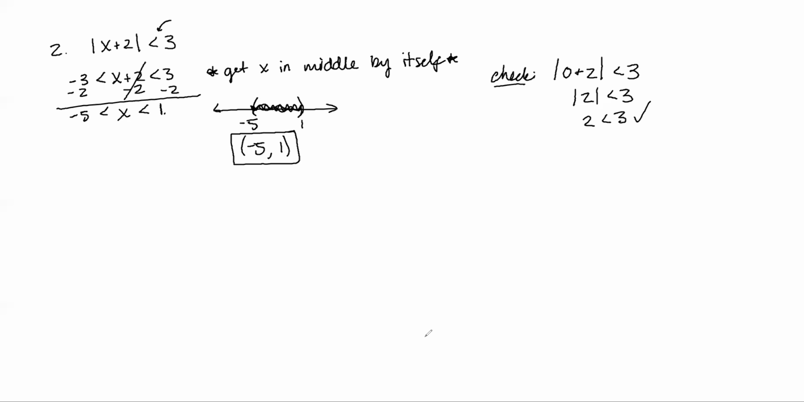Okay, let's go ahead and look at some more. Let's see if I have another less than. Yeah, let's go ahead and do the absolute value of 3x plus 2, plus 4, is less than or equal to 15.